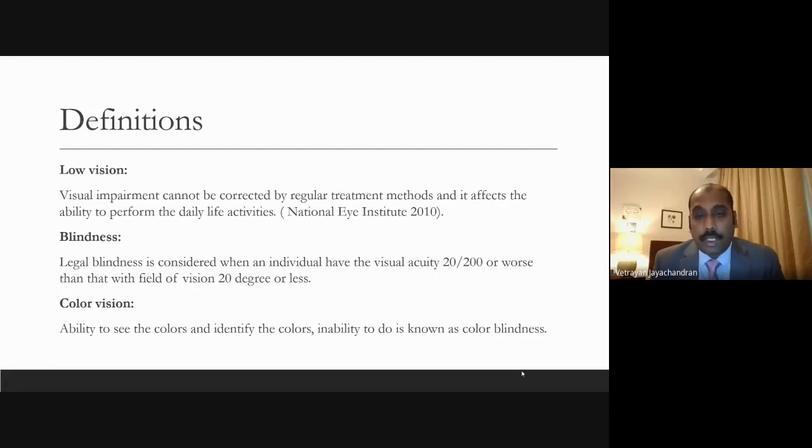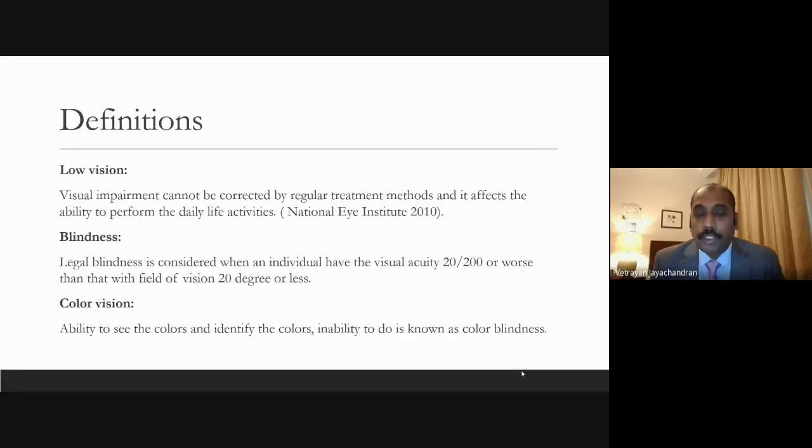According to the US consulate, legal blindness is considered as an individual having visual acuity of 20 by 200 or worse than that, then they call it legal blind. They also concern themselves with the visual field. If the person has a visual field of 20 degrees or less than 20 degrees, they are also eligible as legally blind, and they can go for getting the reimbursement.